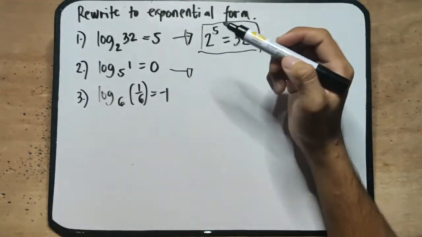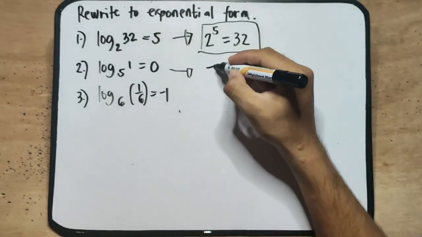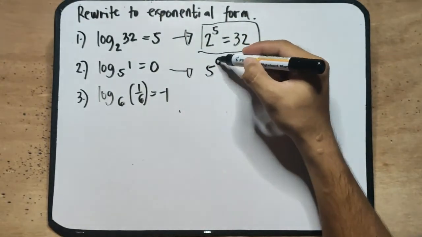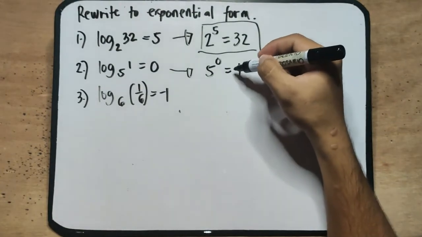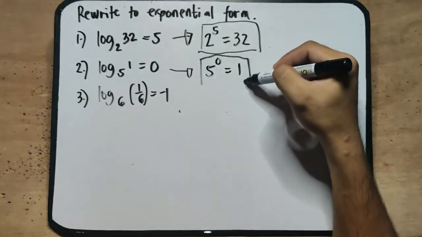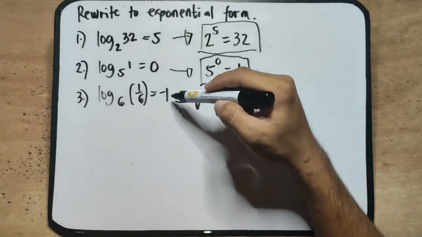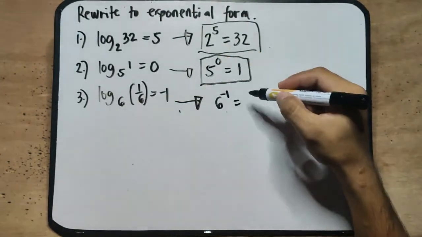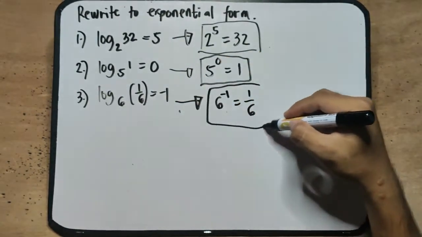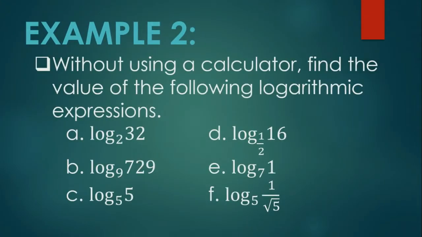Second example, log base 5 of 1 is equal to 0. So, base is 5. The answer is the exponent. And then this one is the answer for the exponential form. For the third item, log base 6 of 1 all over 6 is equal to negative 1. So, the base, exponent, and the answer, 1 all over 6. Understood? Example number 2. Without using a calculator, find the value of the following logarithmic expressions.